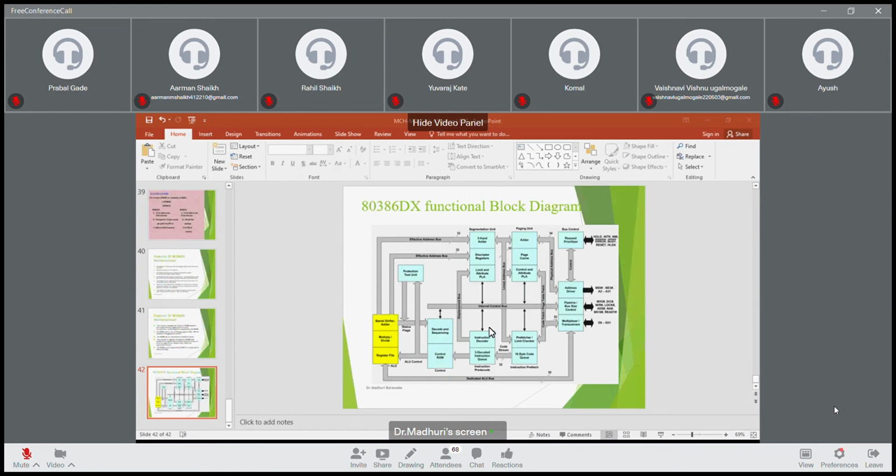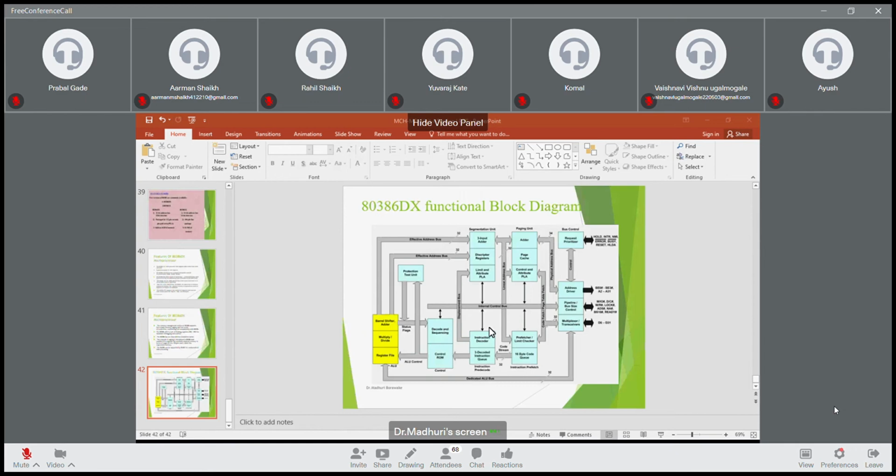And in the 386, two more segment registers get added, called FS and GS. Code segment, data segment, stack segment, and extra segment are already in the 8086 processor. But in the 386, two more segment registers, FS and GS, get added. Now next is the system registers.